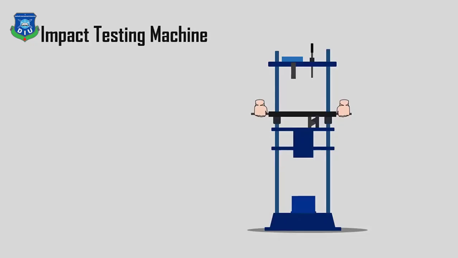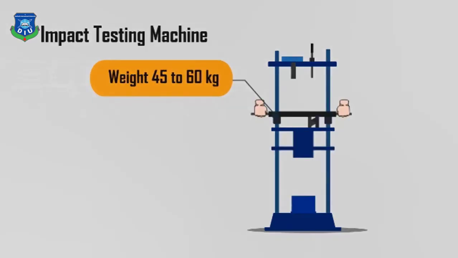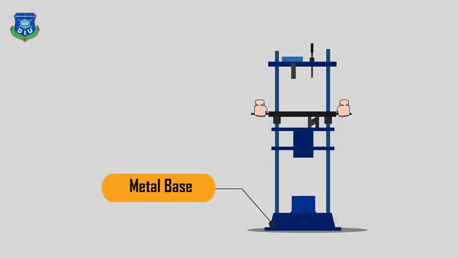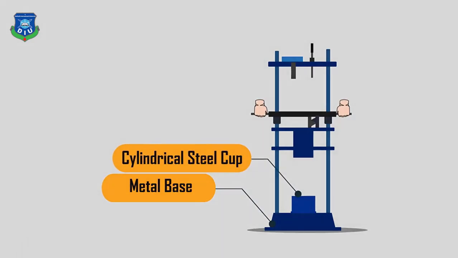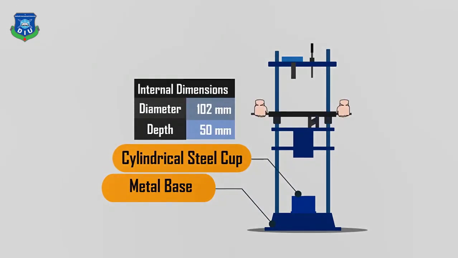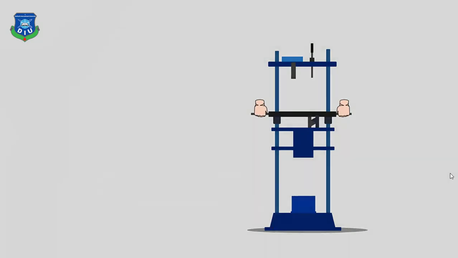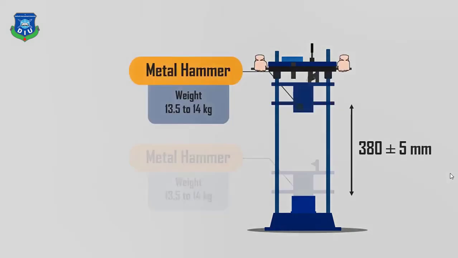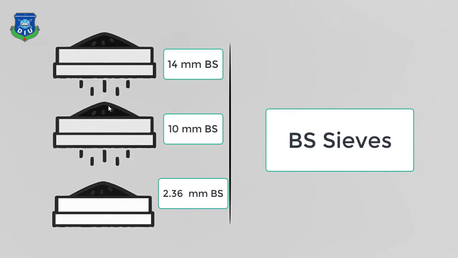Now we will learn about the testing machine. The total weight of the machine is 45 to 50 kg. The machine has a metal base and a cylindrical steel cup, with an inner diameter of 102 mm and a depth of 50 mm. There is a metal hammer of 13.5 to 14 kg, which can slide freely from a height of 380 plus or minus 5 mm. The aggregate should pass through the 14 mm sieve but be retained on the 10 mm sieve. And later we will use a 2.36 mm sieve. I will explain that later. Just first remember that the aggregate should pass through the 14 mm sieve but be retained on the 10 mm BS sieve.